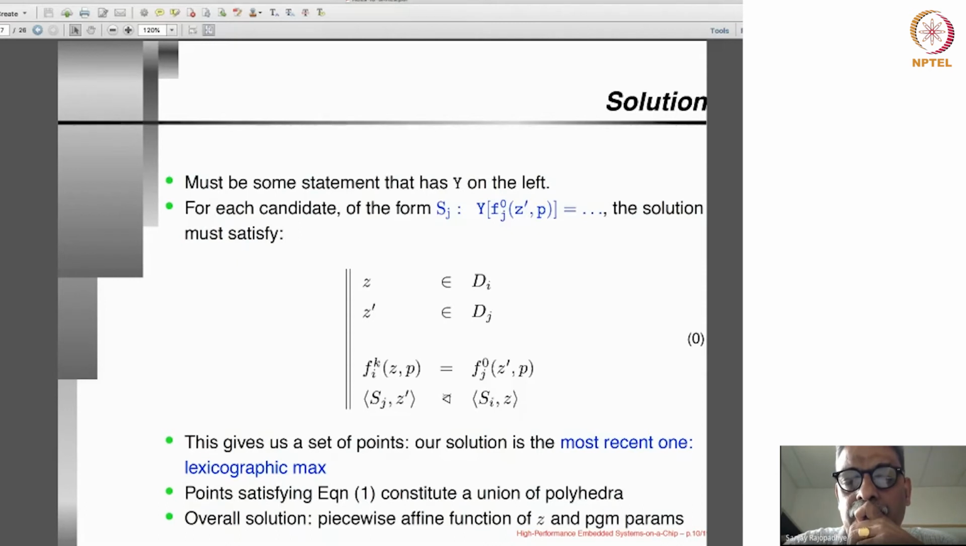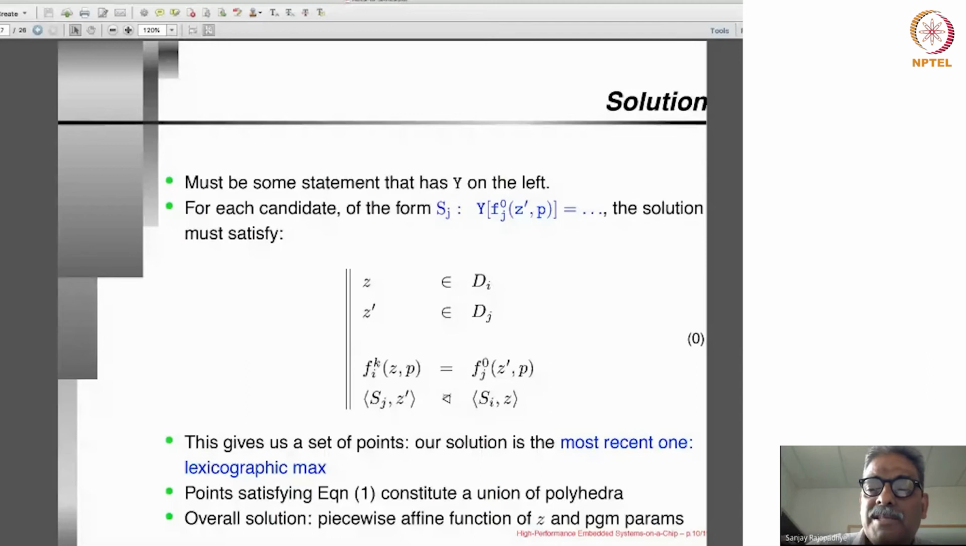set of points. All points in the program, or all points in the iteration of statement S_j that were executed before this current statement S_i, z, that were executed before and that access the same memory location. Okay. Out of this set of points, the most recent one is the lexicographic max. Okay, because the lexicographic max amongst these points is really the statement execution order.